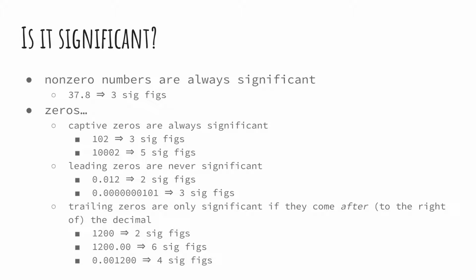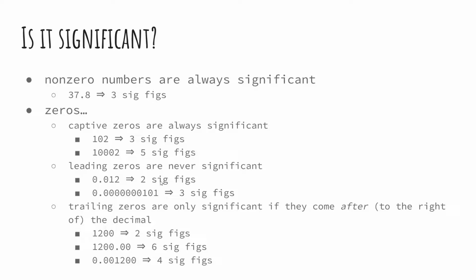Leading zeros are never significant. The leading zero means we're looking at a zero on the left-hand side of the number. They're never significant because they're only ever there to tell us about the size of the number. So 0.012. The 1 and the 2 are still significant, but those 2 leading zeros, they're only there to tell us that it's a very small number. They're not significant. They're not part of the measurement.